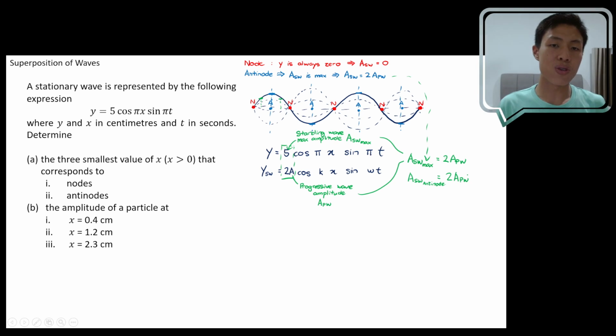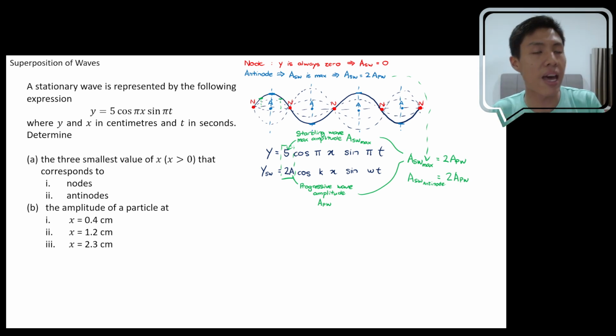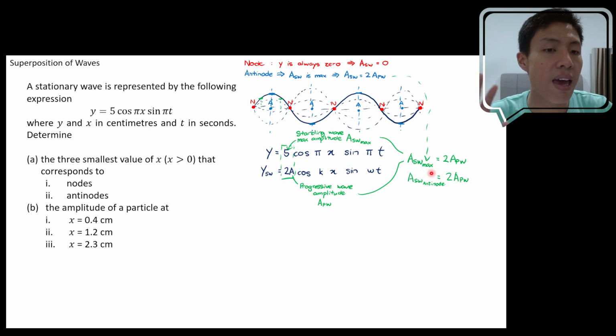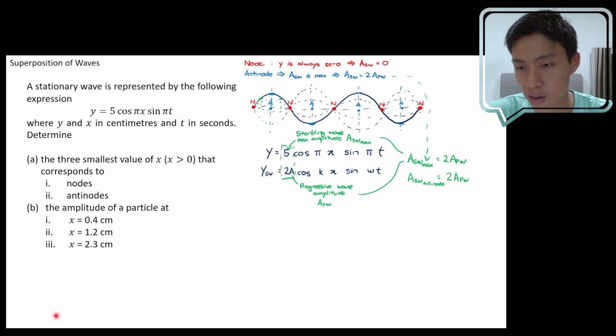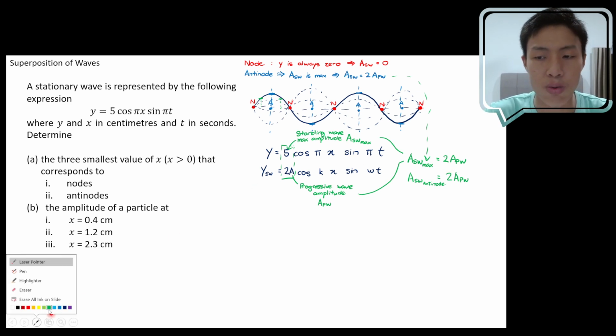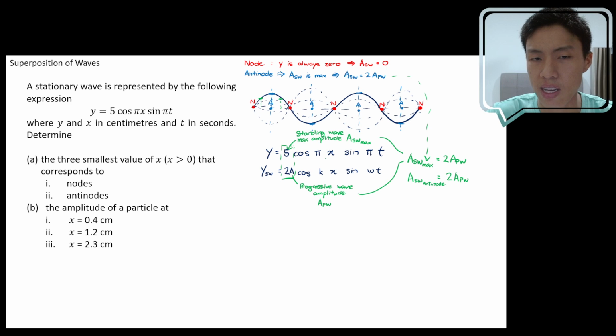Okay, so just a rough idea to differentiate what is the maximum amplitude of the standing wave, what is the amplitude of the progressive wave. They are two different things, and the relationship between them is that the maximum amplitude of the standing wave is equal to twice the amplitude of the progressive wave that makes up the standing wave. Okay, so I hope we are clear with that. If you are not very sure about it, please refer back to the lecture video. I think it's explained quite in detail over there.